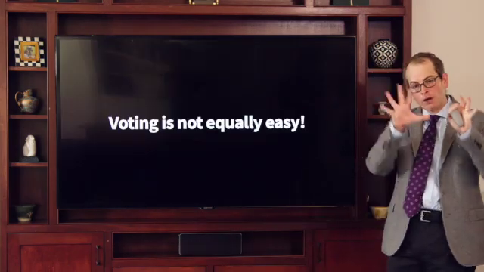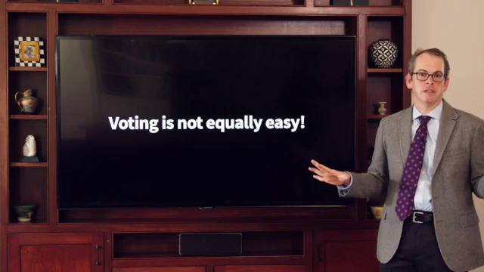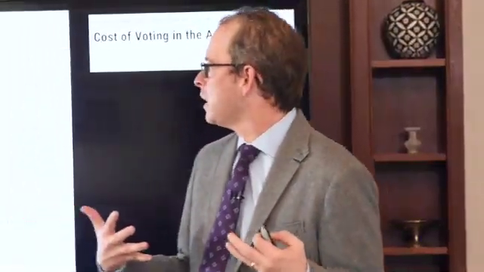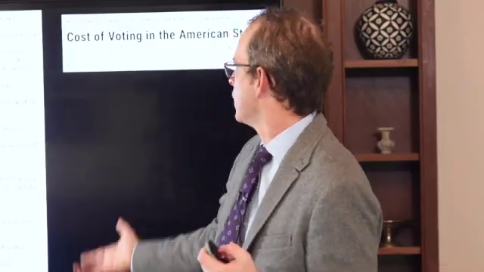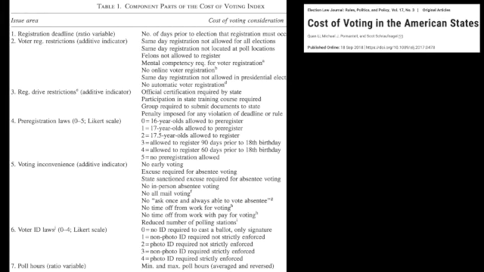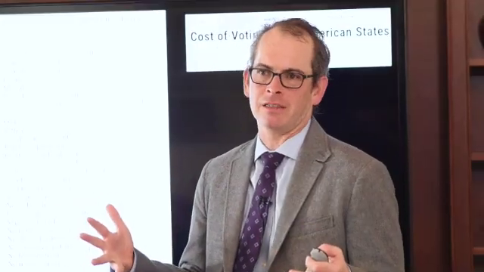So what this all shows is that voting is not equally easy. Yes, we live in the United States, but the states are not united in the technologies and the processes they use on election day. You can try to quantify this by looking at how states vary. A group of scholars looked at registration deadlines, pre-registration laws, voting inconvenience, voter ID laws, and the number of poll hours to see how easy it is to vote in various states.